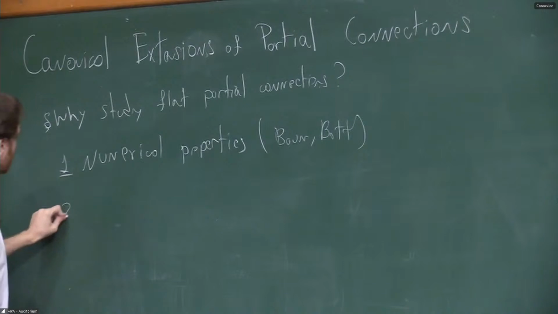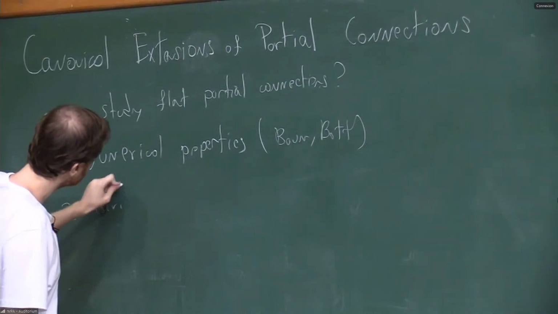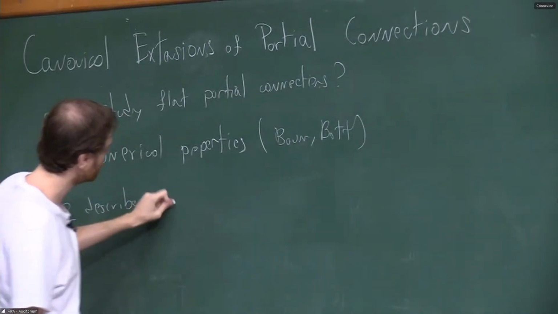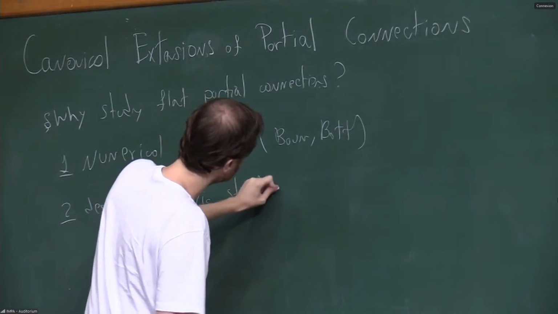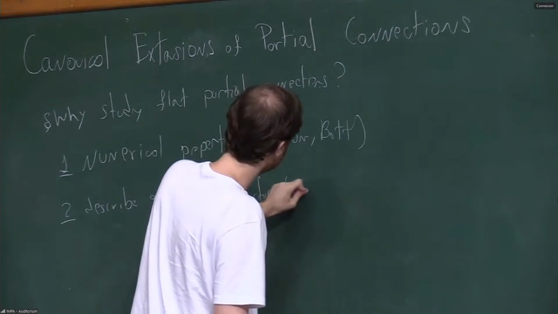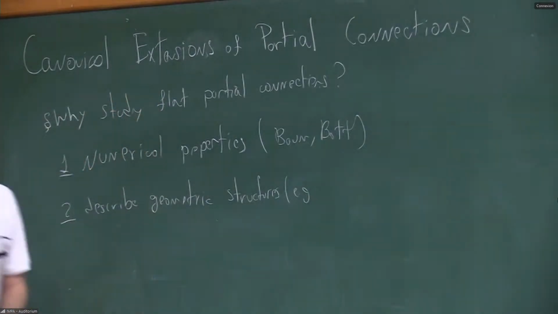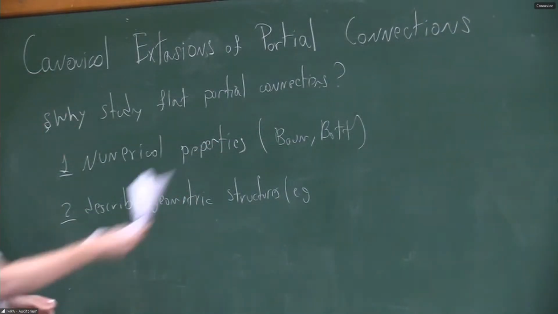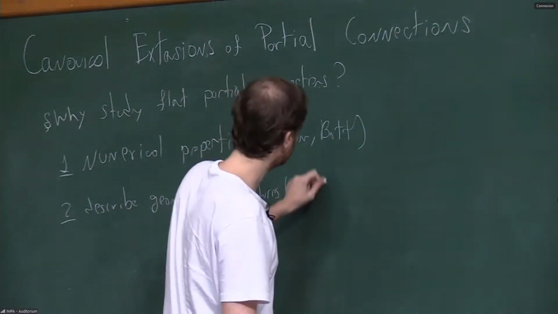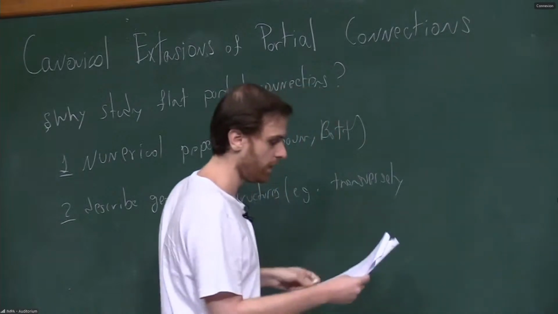A second reason is that we can use partial connections to describe geometric structures. For example, a much better way to define a transversely affine structure on a foliation is by means of a partial connection, with the Bott connection. So, for example, it is used to define transversely affine structures.